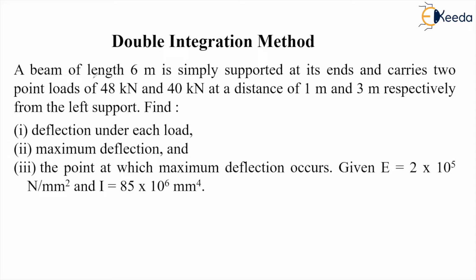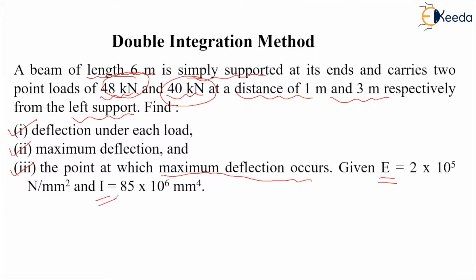So we have a beam. The length of the beam is 6 meters, simply supported, and it carries 2-point loads, 48 kN and 40 kN. Distances are also given; these are the two distances from the left support. We have to find the deflection under each load. What is the deflection under the 48 kN load and what is the deflection under the 40 kN load? What is the maximum deflection in the beam? And we have to find the point at which maximum deflection takes place. E and the moment of inertia are given to us. So let us solve this problem.